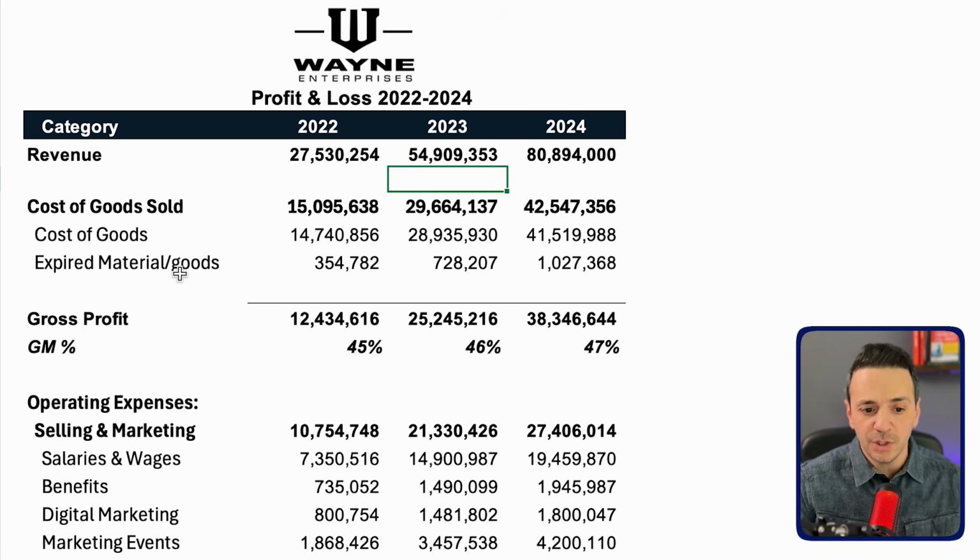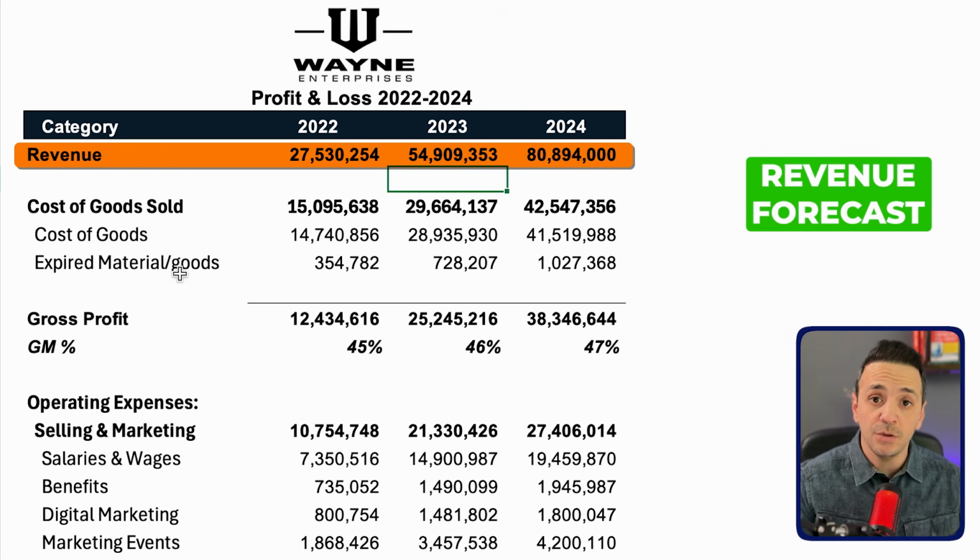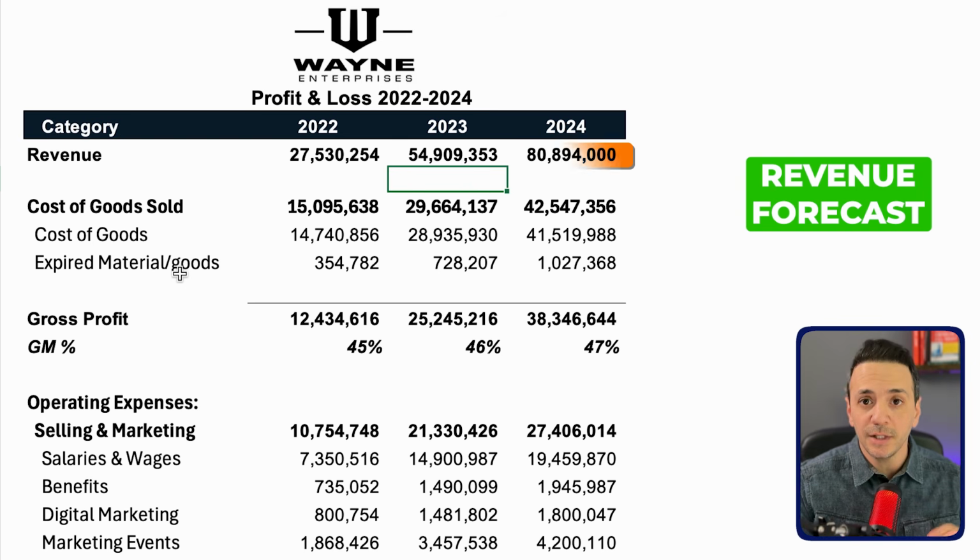So the first step is going to be to create the revenue forecast. Once we nail down the revenue forecast, then we can go ahead and forecast cost of goods sold and operating expenses as a percentage of that revenue. So the most important and difficult thing usually is to nail down the revenue forecast for the upcoming year. So let's take a look.